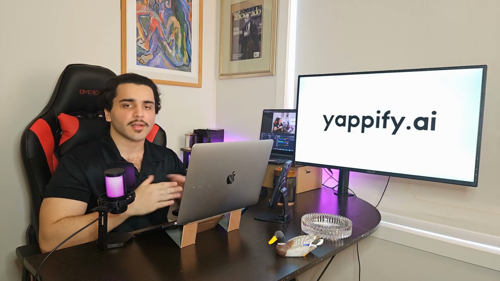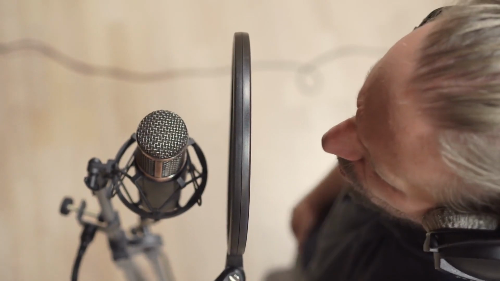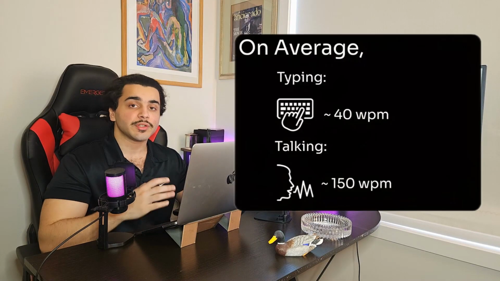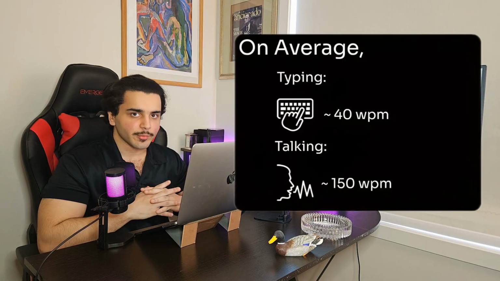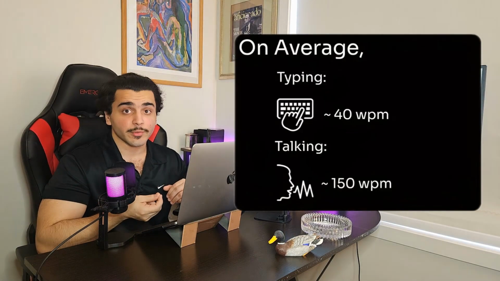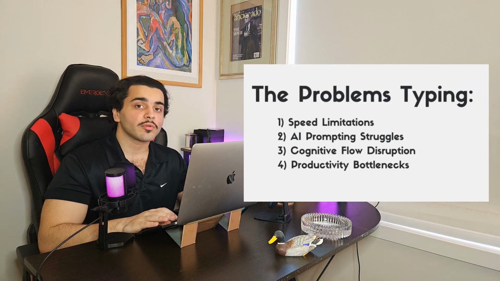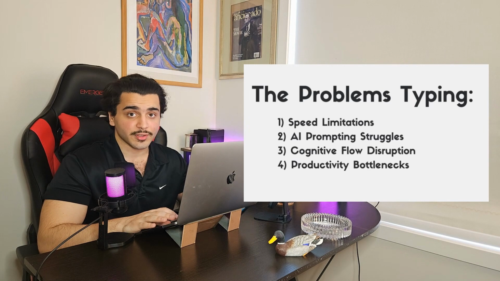And this was excellent when it came to communicating with AI because I can convey my thoughts better speaking than I can typing. On average, when we type, it's around 40 words per minute. But when we talk, we speak about 150 words per minute. So you can see that speaking is a lot more effective in communicating with artificial intelligence.